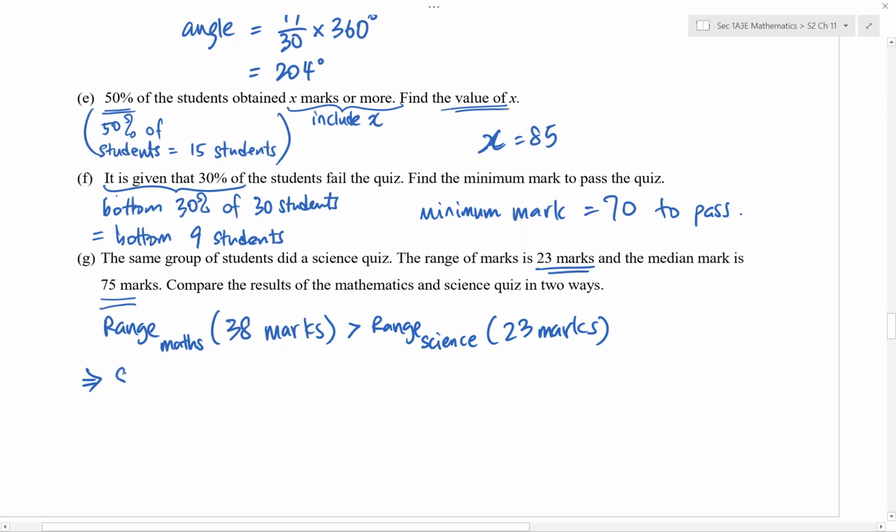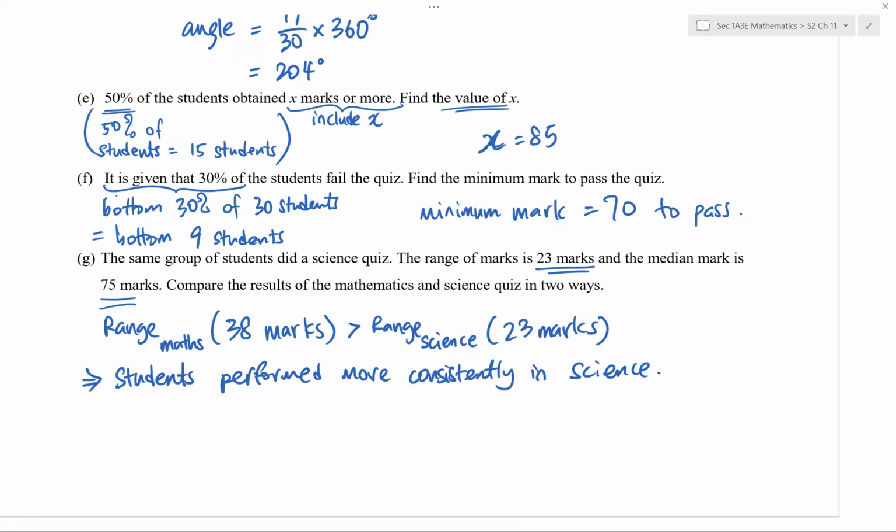Since the range for maths is greater than the range for science, our conclusion is that students perform more consistently in science. So when you are consistent, the range is very small. So another way of describing this, you can also say that the marks for mathematics has a greater spread than the marks for science.